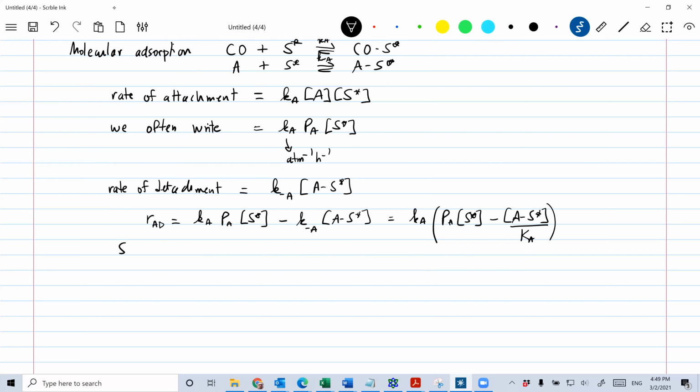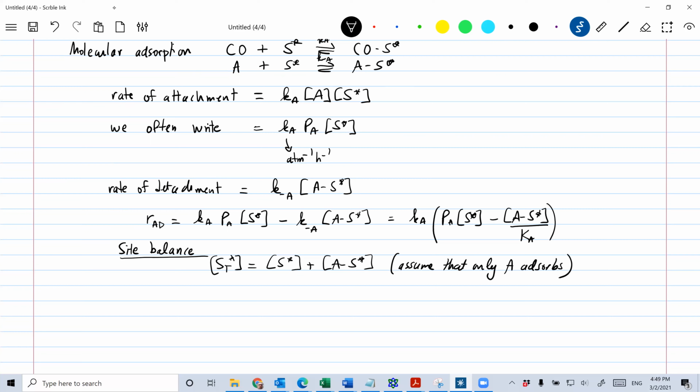So you can look at your site balance, right? That's why we did this in the first class. It's because it comes back, right? The site balance: we have our total sites equal to empty sites plus AS star. For simplicity, let's assume that only A adsorbs, because we could have multiple species adsorbing, but we say only A adsorbs.